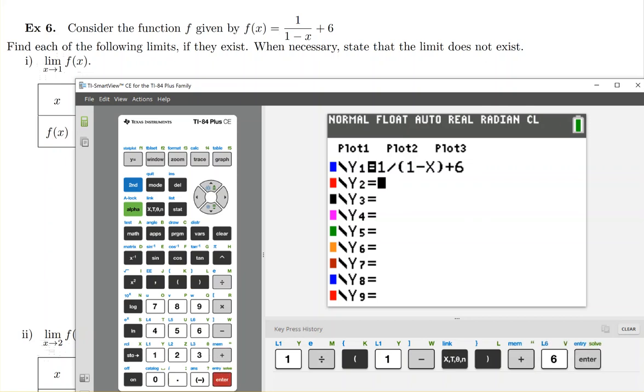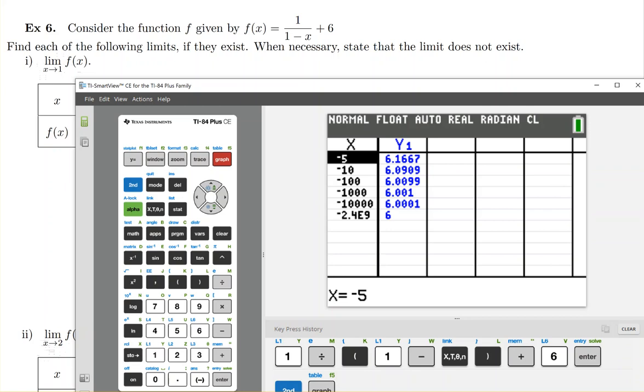Now for the first part of the problem, they want me to find the limit as x approaches 1, and this table that I'm giving you on this page is empty. So when you go to your table, you may have numbers from a previous problem, you could just delete them and not worry about them.